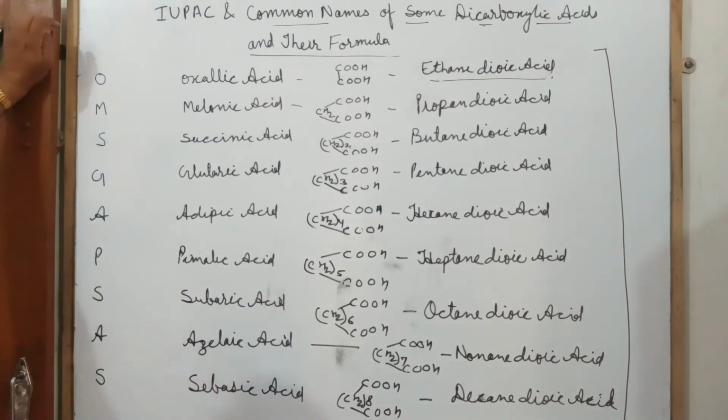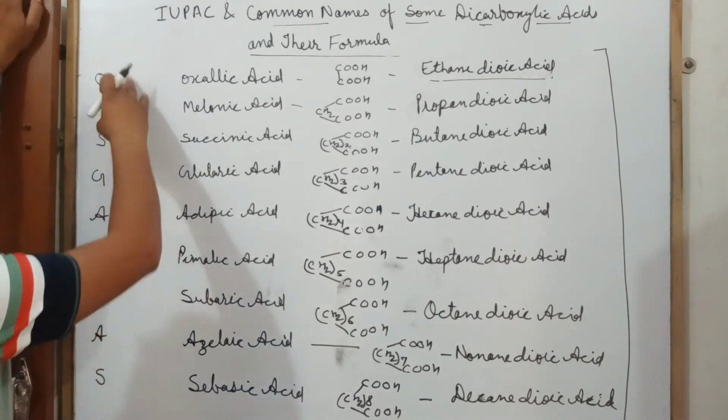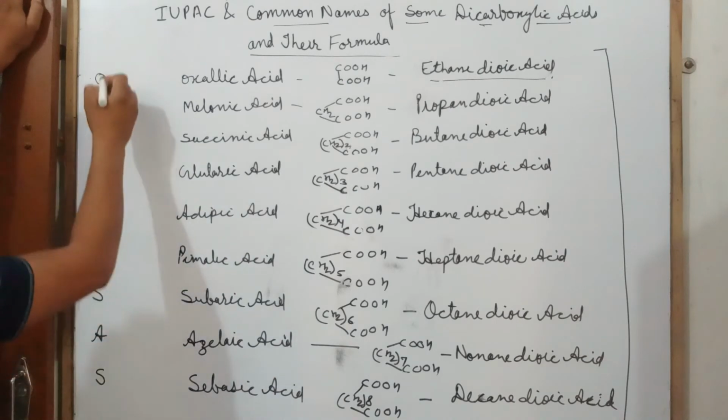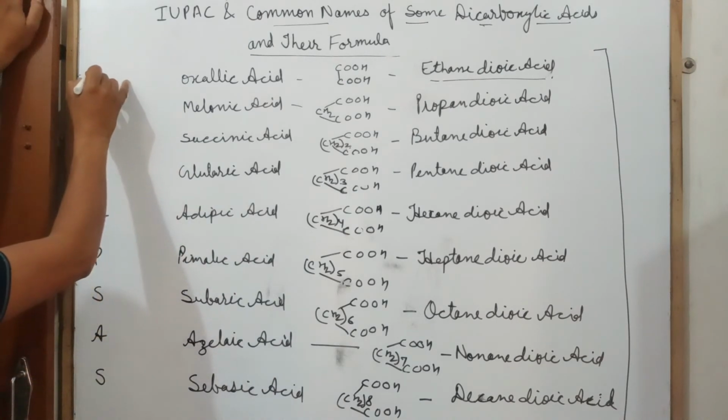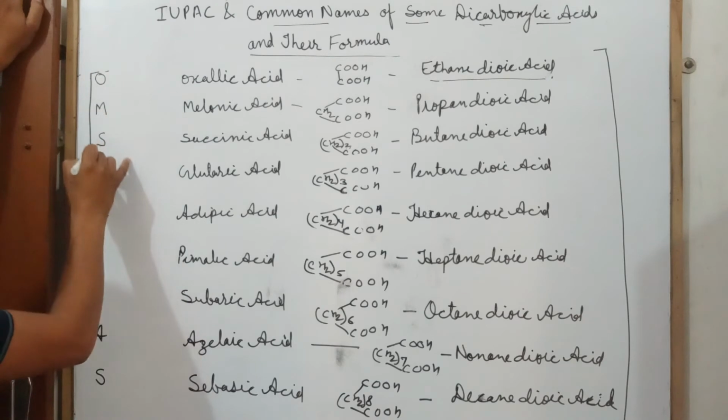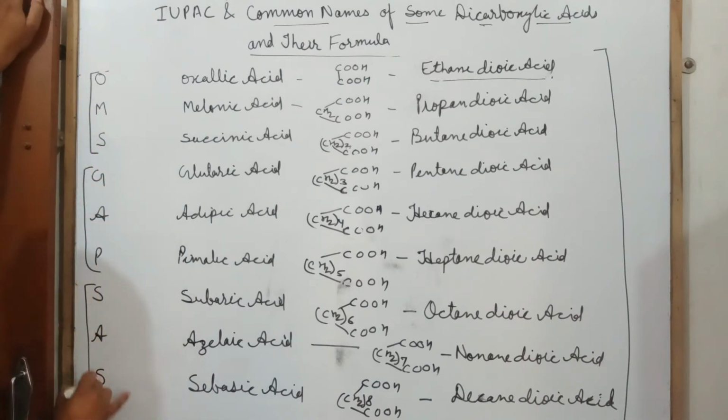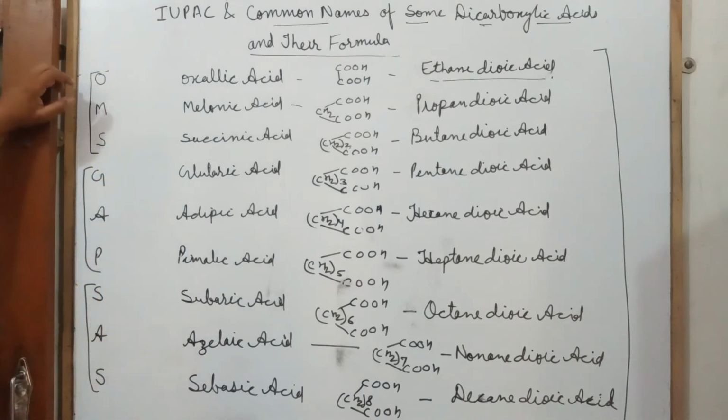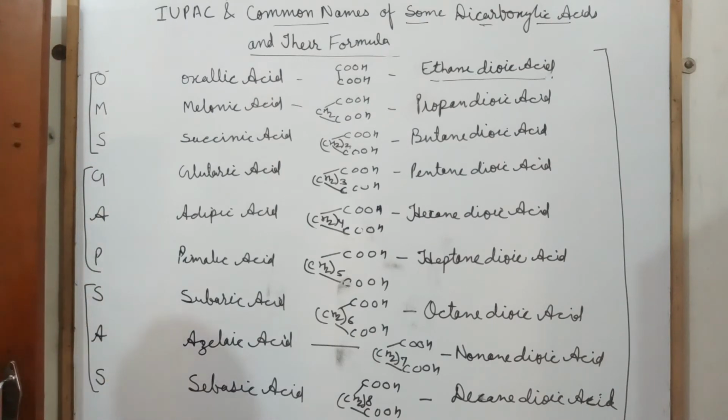If I pronounce this, it will be "Ohm's gap SAS", like this. This is Ohm's gap SAS. If you learn this Ohm's gap SAS, then you can learn all the structures.